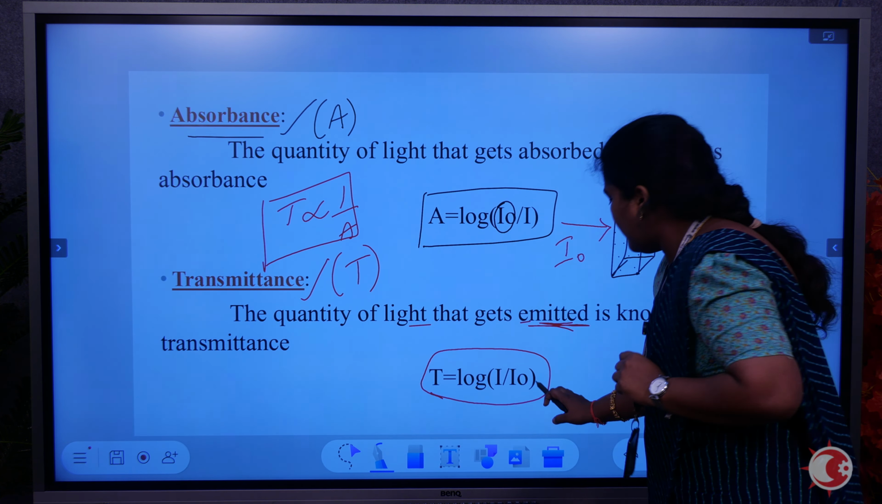Based on the concentration, absorbance depends. That means when the concentration is high, absorbance will be high. That is directly proportional. When the concentration is low, the absorbance will be low. Concentration is nothing but the amount of solute present in the sample. So when the number of particles is high, obviously it absorbs much more. If the concentration of the solution is low, absorbance will be low. This is what Beer explained. That law is simply called Beer's law.